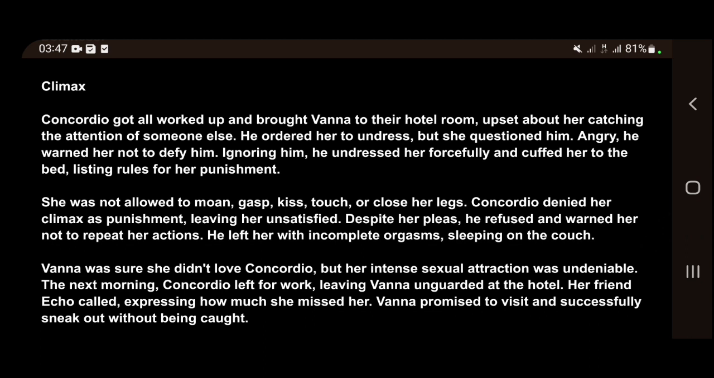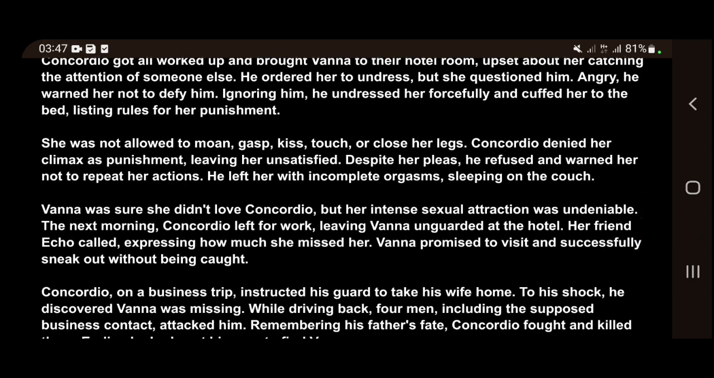Ignoring him, he undressed her forcefully and cuffed her to the bed, listing rules for her punishment. She was not allowed to look at your screen, then read from there. Okay. Kokodo denied her climax as punishment, leaving her unsatisfied. Despite her pleas, he refused, warned her not to repeat her actions, and left her sleeping on the couch.